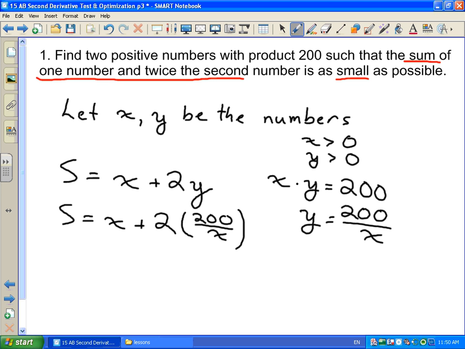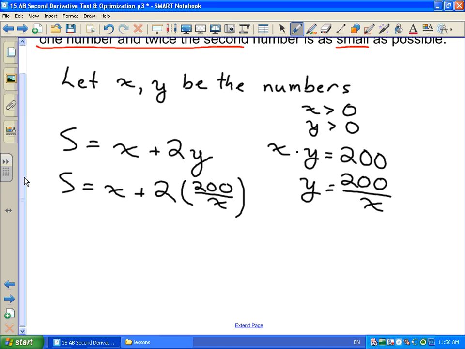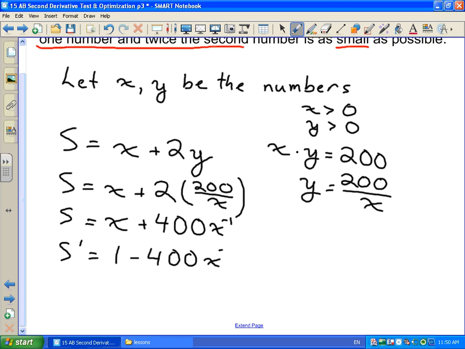Okay. Now we optimize it by taking the derivative and setting it equal to 0 and trying to find our critical numbers. So let's put this in a form where we can take the derivative a little bit easier. I'm going to write this as x plus 400 times x to the negative 1. So our derivative is going to be 1 minus 400 x to the negative 2. Okay.